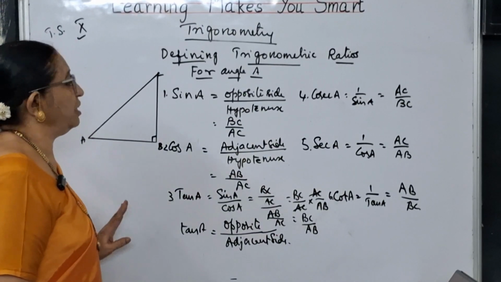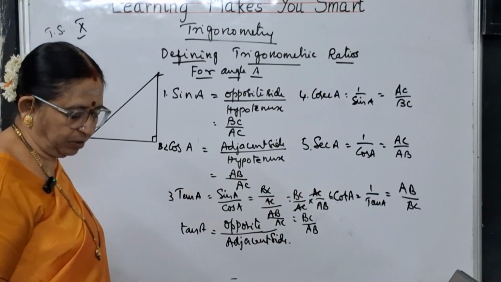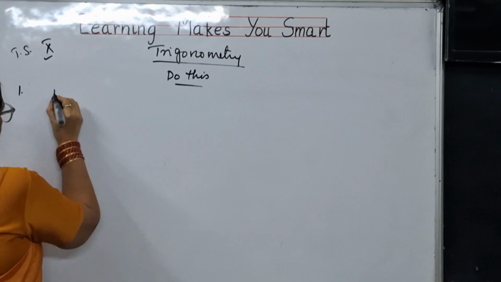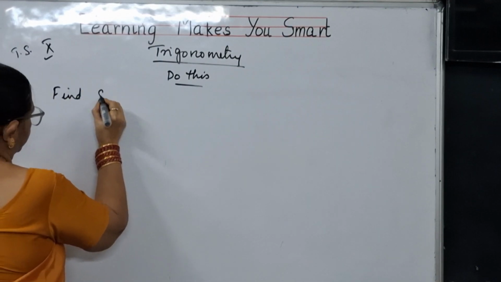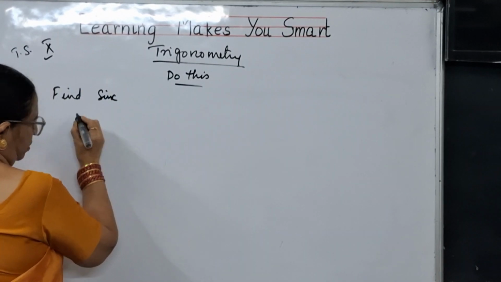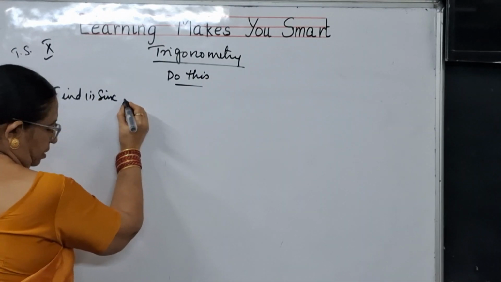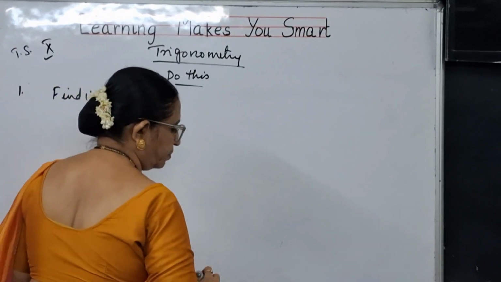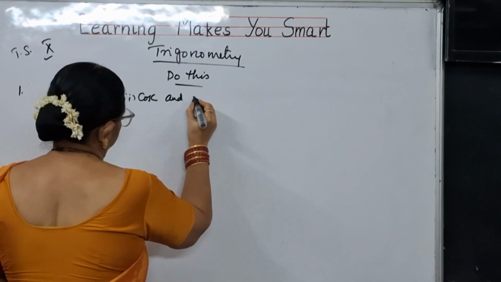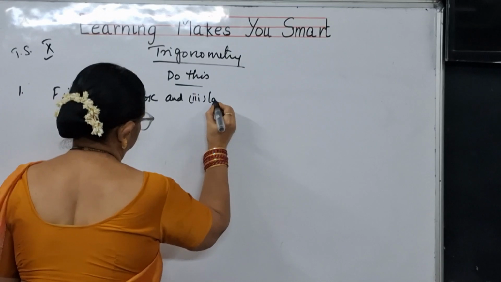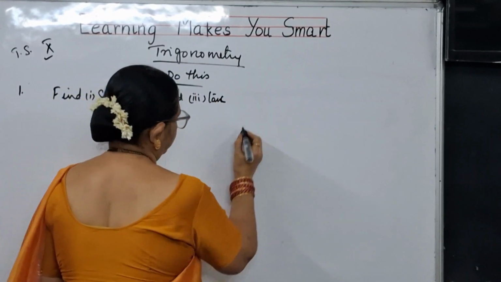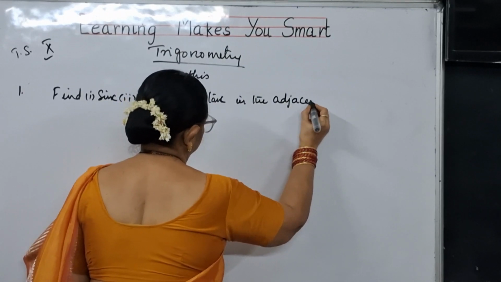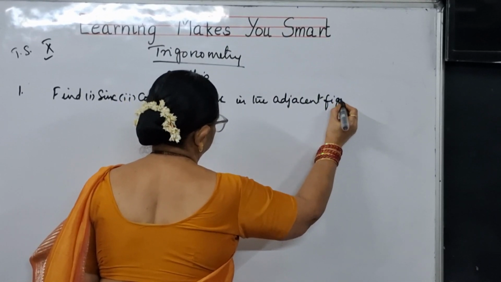You will understand it very easily. Please write down this. Do this first sum. Find sin C. First bit is sin C. Second bit cos C. And third bit tan C in the adjacent figure. They have given a figure, children.